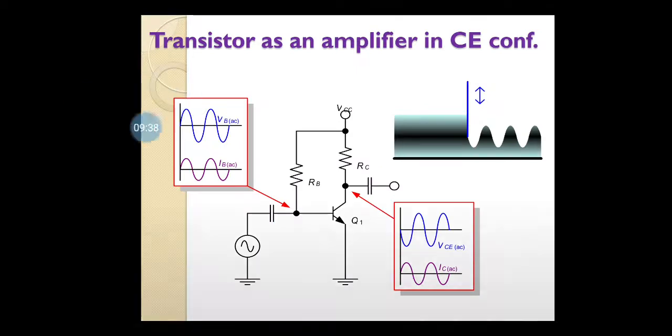Now we will study the transistor as an amplifier in common emitter configuration. This is an application of the transistor when it is in common emitter configuration. The very first thing you have to understand is what we mean by amplification. Here we have connected the transistor in a circuit as you see, and in this circuit there is a DC power supply, that is VCC. So DC currents and voltages will be there in the transistor.